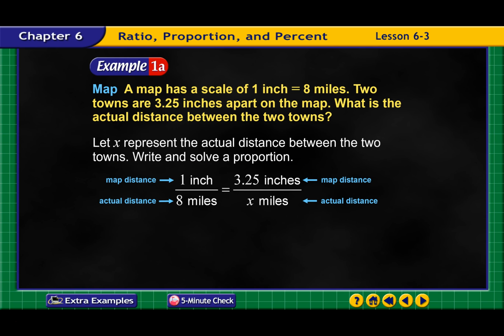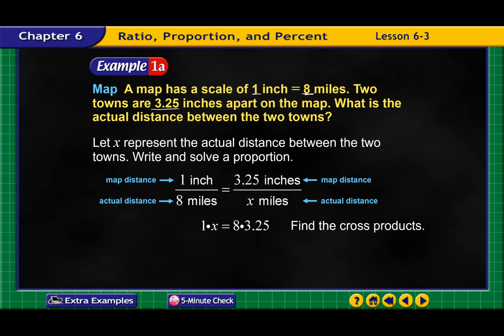So the big thing here again is to make sure you get the same thing over the same thing. In this case we went map over actual and map over actual. So the map is 1 inch. The actual is 8 miles. We know that the map says it's 3.25 inches apart, and the actual miles is x, because we don't know that, that's what they're asking for.